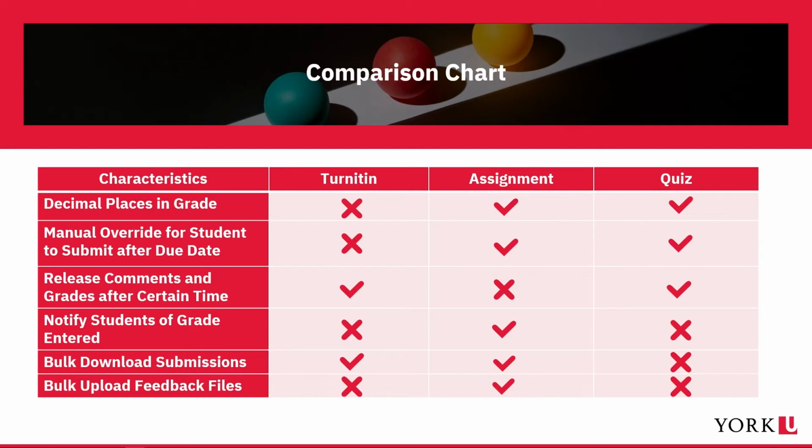Bulk download submissions are available through Turnitin and assignment. This will allow the professor to download all the assignments. The quiz activity does not allow this. You must use the integrated activity grader. And bulk upload feedback files is available through assignment only. So for feedback files, Turnitin and quiz do not have this ability. The professor can write the feedback offline, prepare it, and then upload them all into eClass.